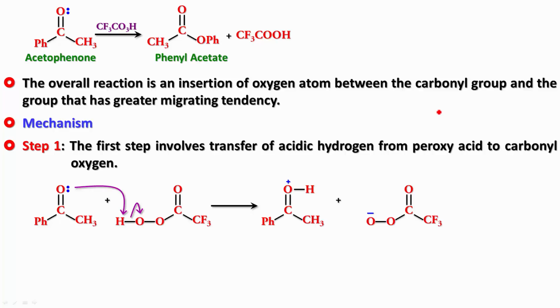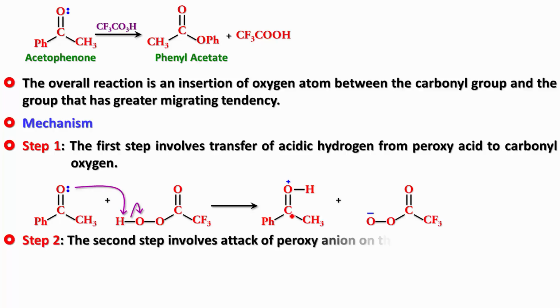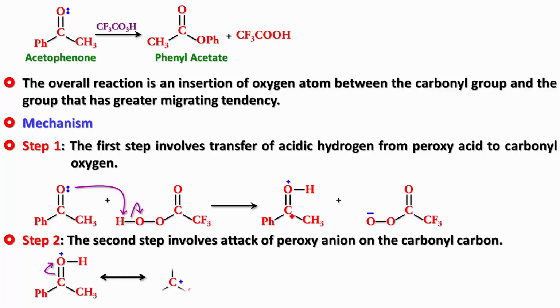In the second step, this O minus is going to attack this carbon. Step 2, the second step involves attack of peroxy anion on the carbonyl carbon. So as you can see, this has a resonating structure like this, and the positive charge is on carbon. This anion attacks this electron deficient carbon.